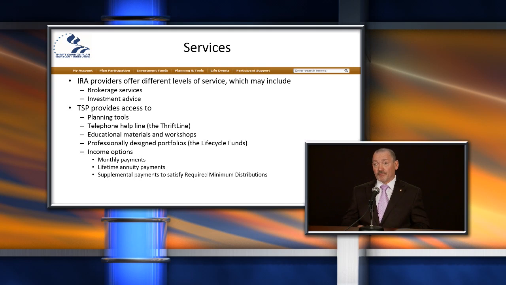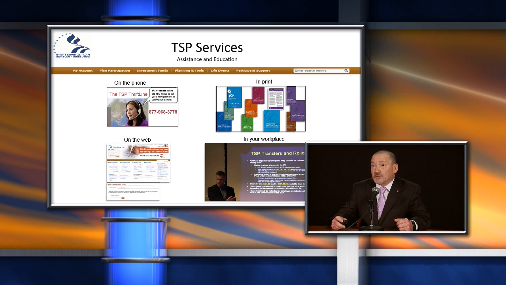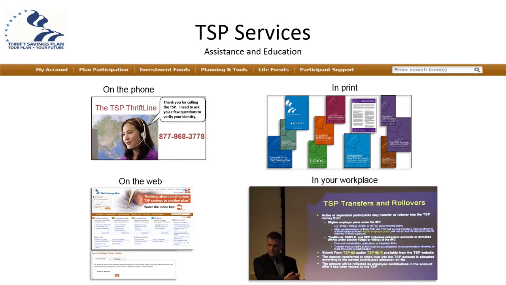The TSP has struck a very careful balance between service and cost without really sacrificing too much, I don't think. As far as, for example, education and assistance, if you've used the ThriftLine, you know that it's a very responsive telephone helpline. You can get automated information round the clock, and you can get a live person on the phone 7 a.m. to 9 p.m. on any business day. And we measure our response times literally in seconds, not minutes.